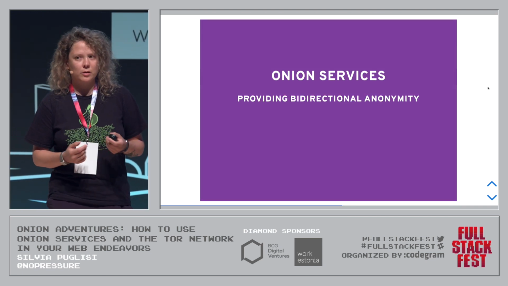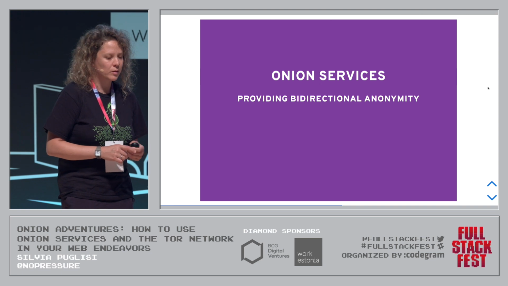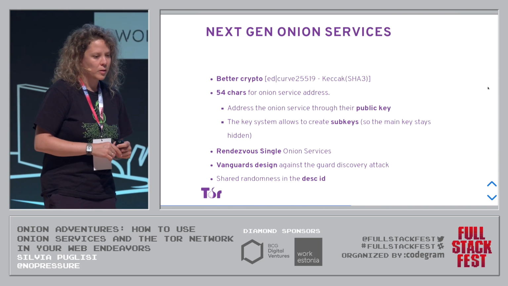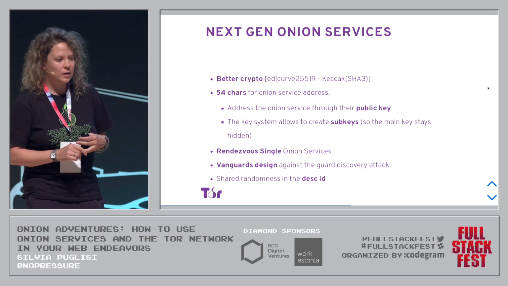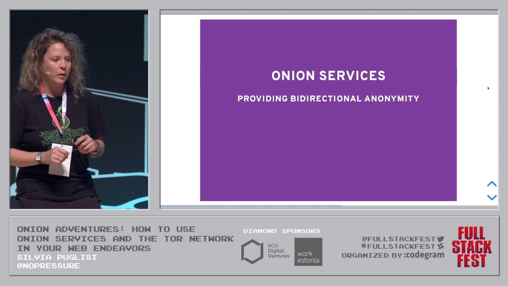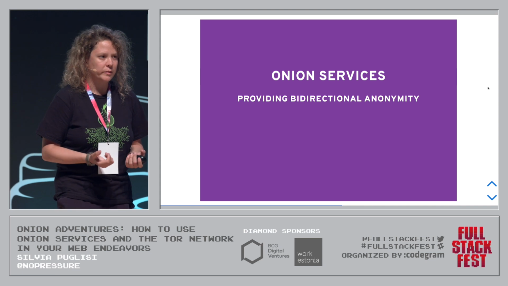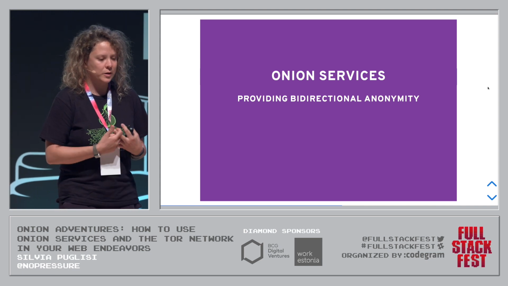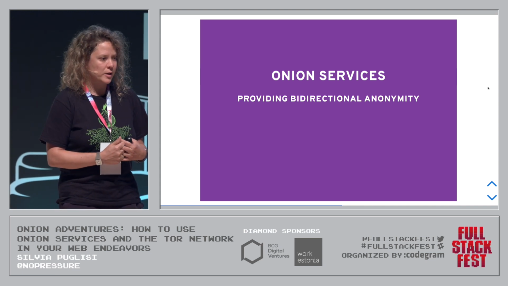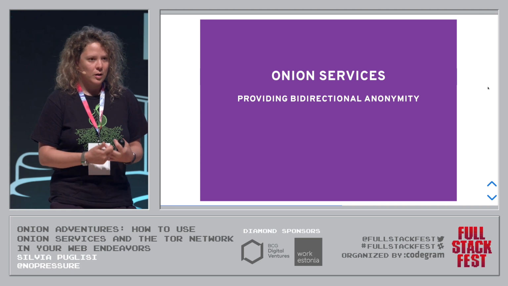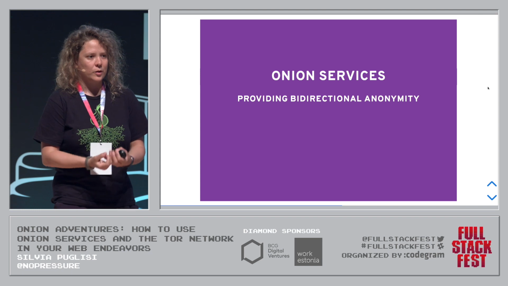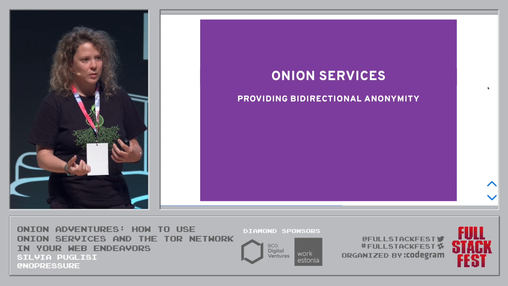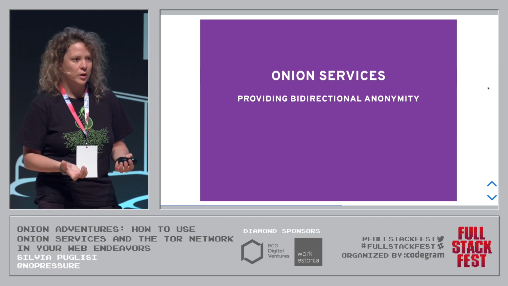So now we talk about onion services. Onion services, basically, are a way to provide bidirectional anonymity. What does this mean? It means that I can connect to a website, or I can talk to someone, and they don't know that it's me that is talking to them, while at the same time, I also protect the server location.